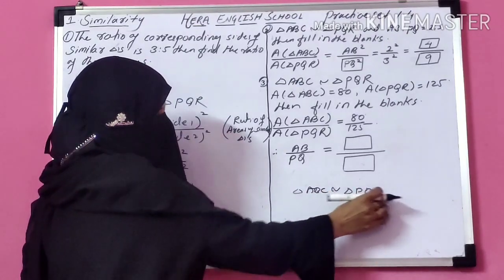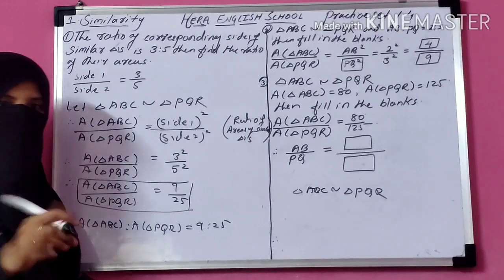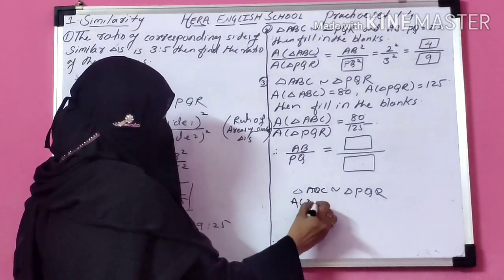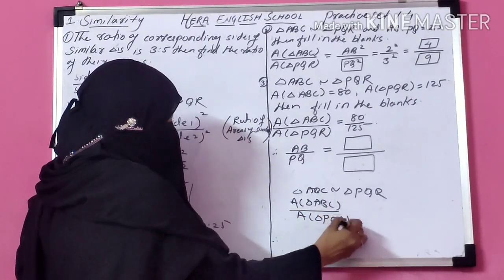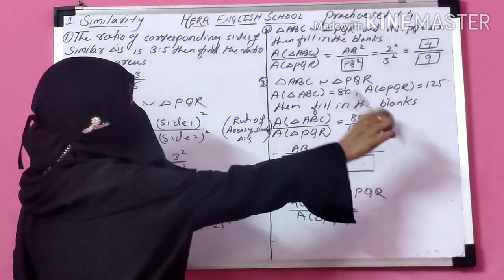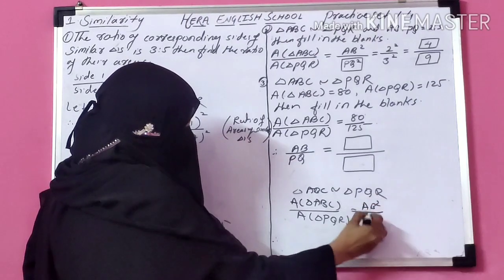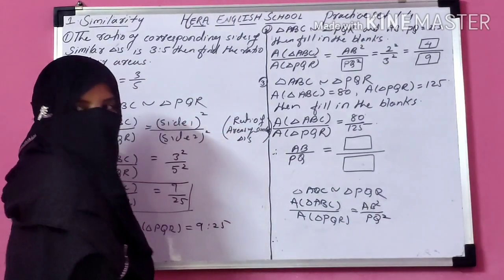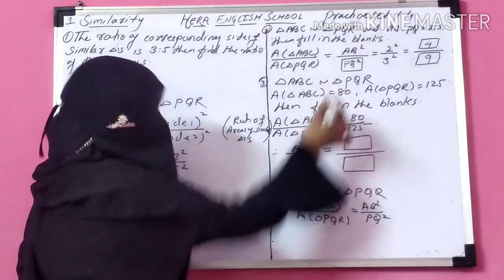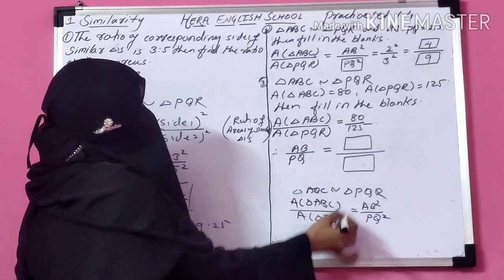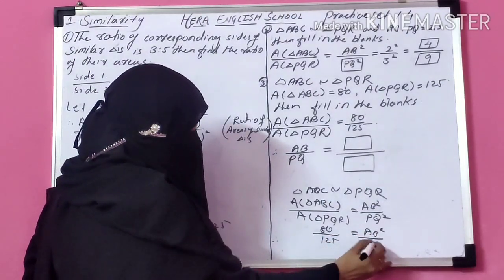So triangle ABC is similar to triangle PQR. If the triangles are similar, then the ratio of areas is proportional to the square of corresponding sides. So area of triangle ABC upon area of triangle PQR. Now which corresponding side is required here? Taking AB and PQ, it becomes AB square upon PQ square. This is the property theorem of ratio of areas of similar triangles. Now substitute the value. Area of triangle ABC 80, area of triangle PQR is 125, is equal to AB square upon PQ square.